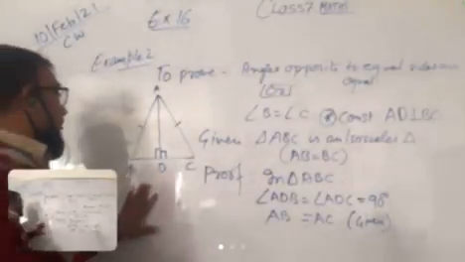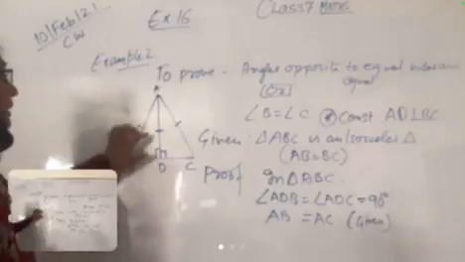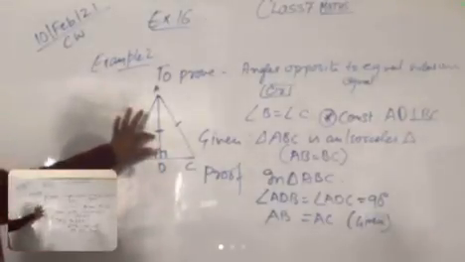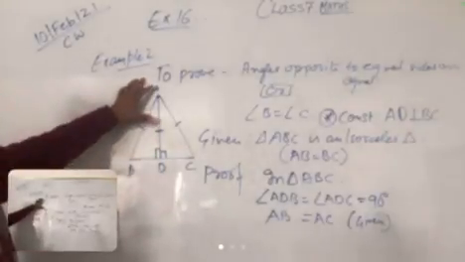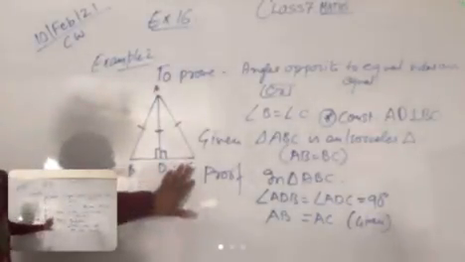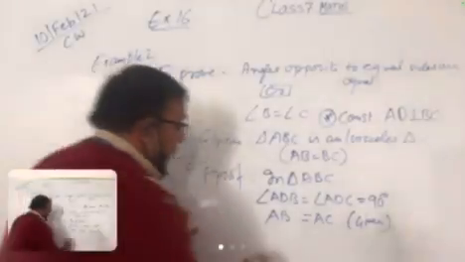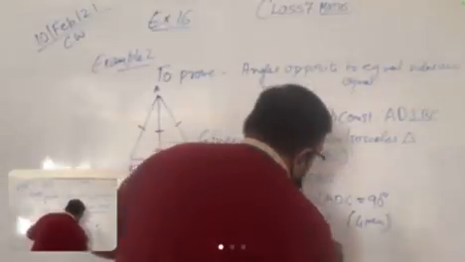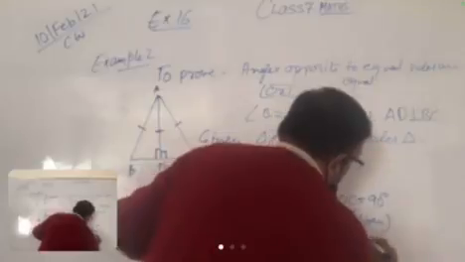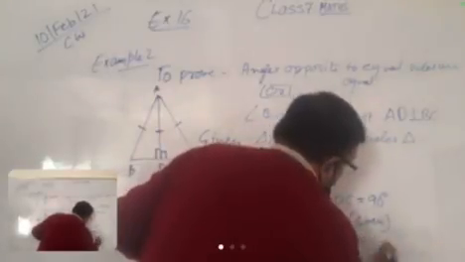Now this side is common. If we are doing ADB or ADC, then AD is common here. So AD is equal to AD. It is common.